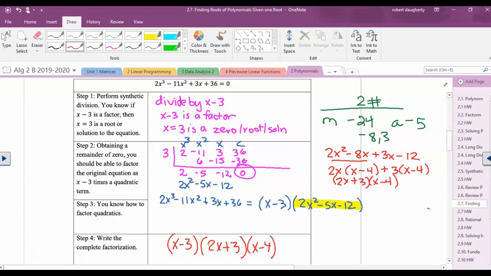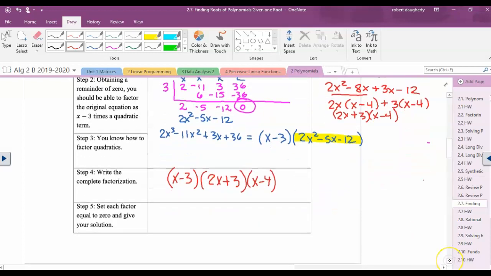So what I did is I started out with a third degree polynomial. Once the synthetic division worked, I no longer had a third degree, I had a what degree? Second degree. Another word for a second degree is a what? Quadratic, and we know how to work with quadratics. Okay, so that's the complete factorization. Now, what is the solution? Okay, I set each factor equal to 0, and I get what? Yeah, negative 3 halves and 4. Those are all the zeros of this polynomial, okay? That's going to help us when we start graphing it, okay?